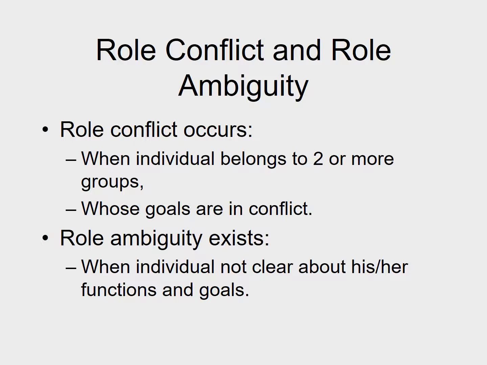So we can look at role conflict and role ambiguity both from an individual level. How does that individual who is in multiple teams understand their roles in each, and where does the ambiguity exist, and is there conflict between those roles? But we can also look at it from the level of the teams themselves.